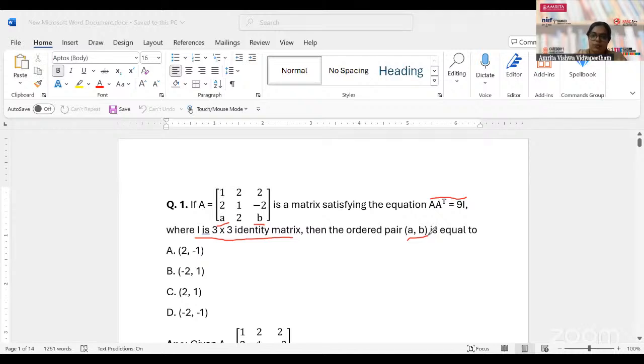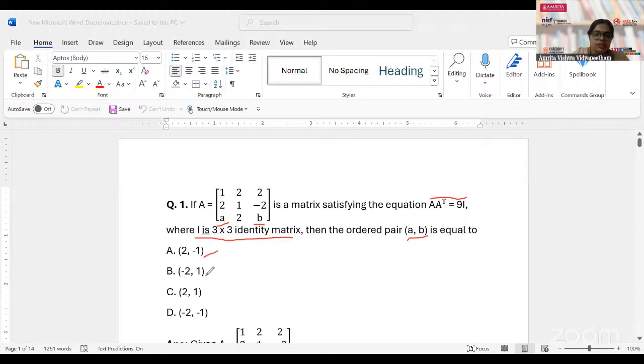So think of what you have to do. You already have A. You already have a relation, A A transpose is equal to 9I. I is also 3 by 3, and you have to find a and b. So just work this out and have a look at the options.